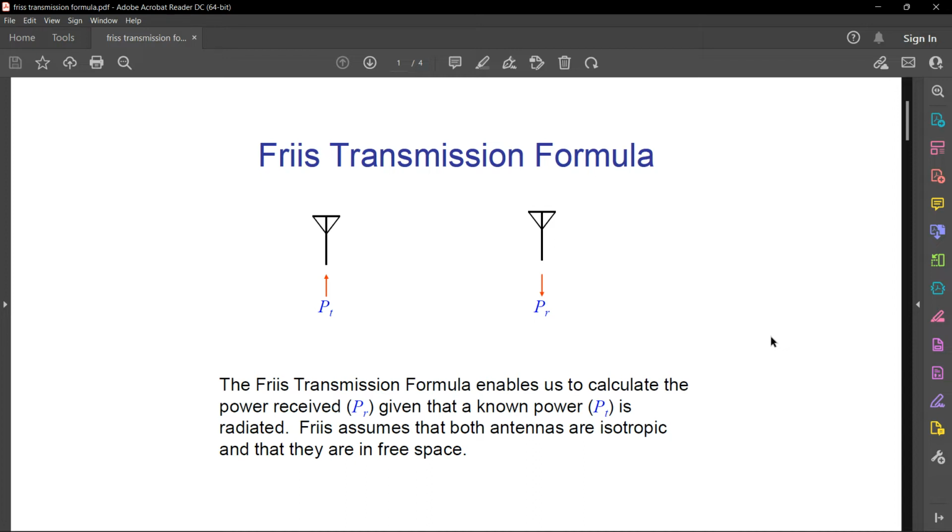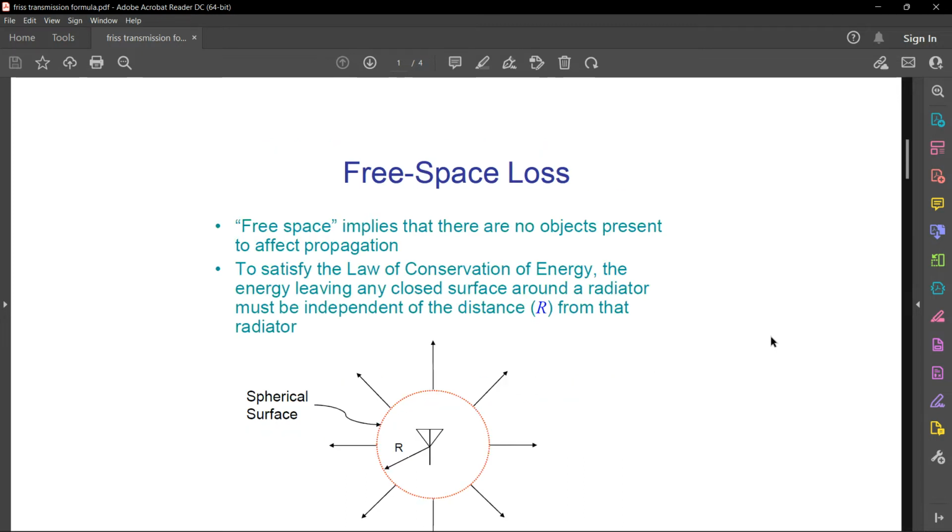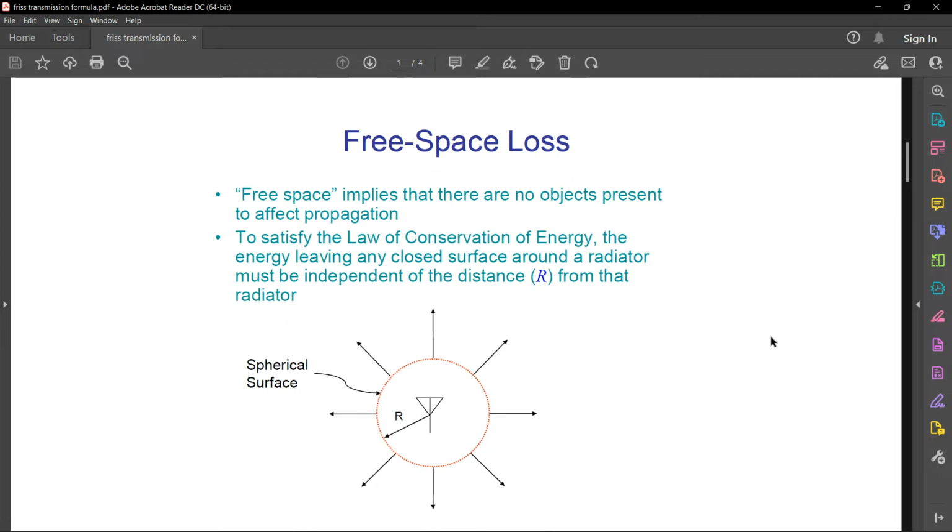present in free space too. So we know that in free space, there are no obstructions present to affect the propagation, and whenever we have to consider the free space laws, we have to assume all the environmental characteristics too. And in the Friis transmission formula, we have to satisfy the law of conservation of energy, because power radiated has to be equated to power received, and the energy leaving any closed surface around the radiator must be independent of distance from that of the radiator.